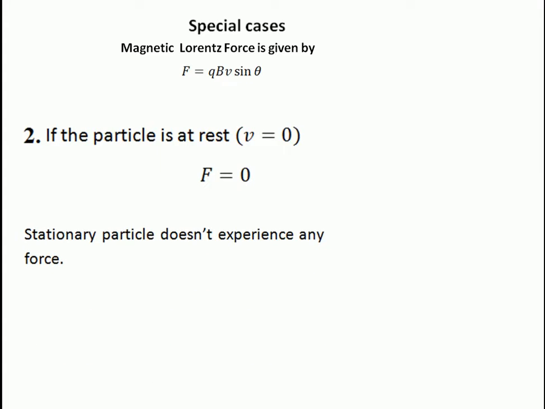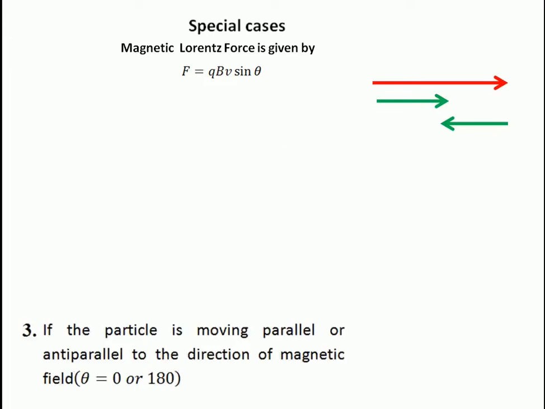Let's see the special cases for Lorentz force. First, if the particle is not charged, then putting q equal to 0, force is equal to 0. When a particle which is not charged moves in a magnetic field, there will be no force on the particle. If the particle is at rest, not moving in the magnetic field, then putting v equal to 0, force will be 0. So if the charge is stationary in the magnetic field, there will be no force.